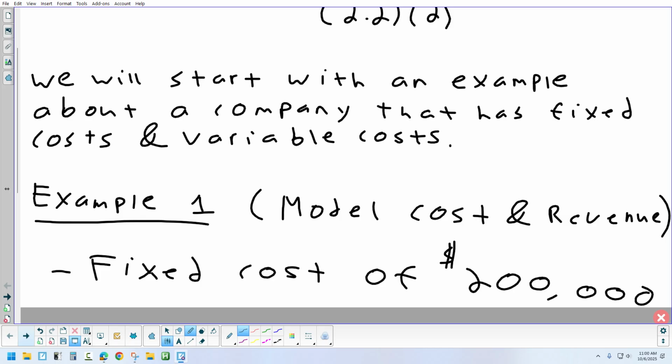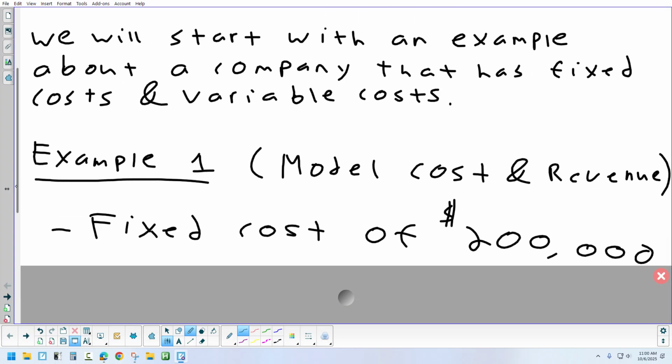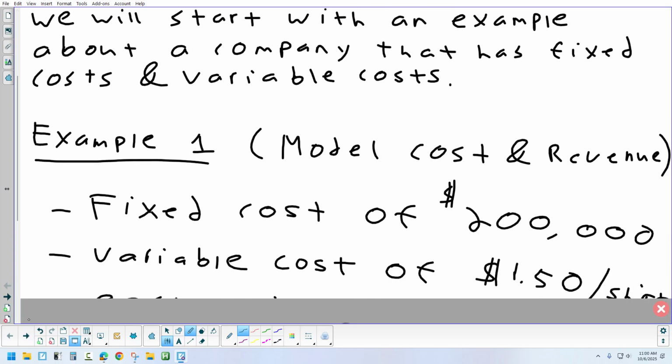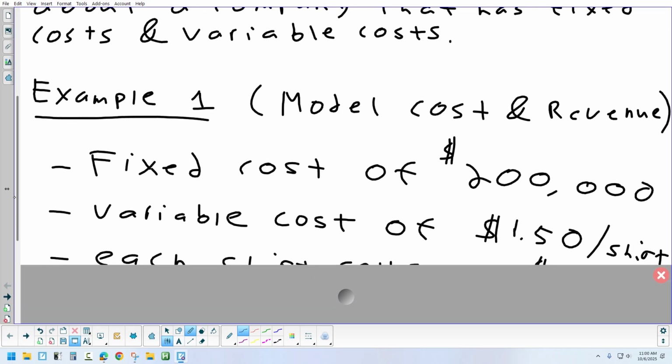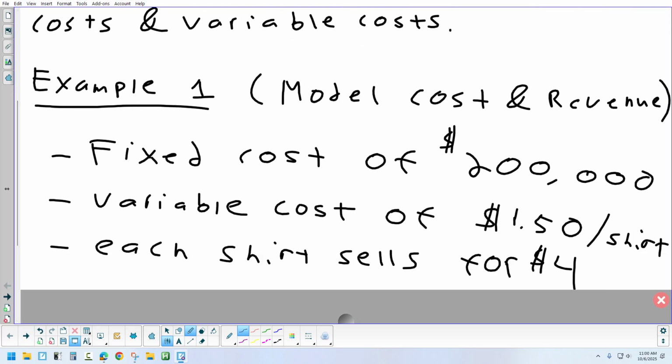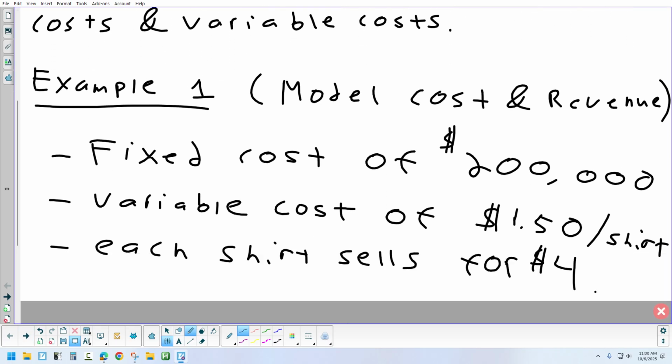So this particular company has a fixed cost of $200,000. And they have a variable cost of making, they print t-shirts. So they make t-shirts. And it costs them $1.50 for every shirt that they make. And then they sell the shirt for $4. Okay, so three different terms are going to come up as we go through this problem.